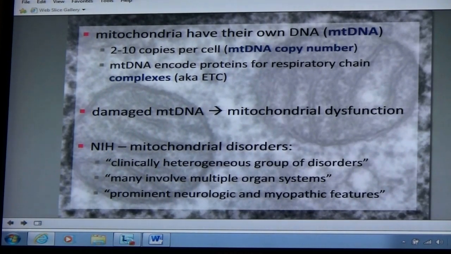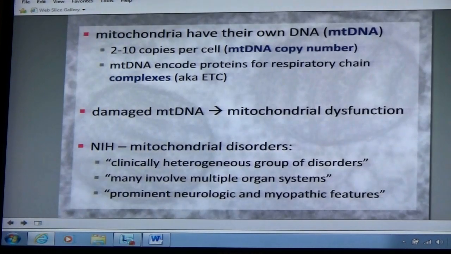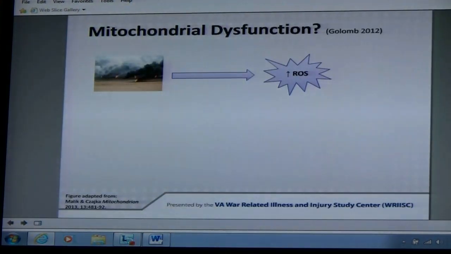So the National Institutes of Health defines mitochondrial disorders as a clinically heterogeneous group of disorders. It suggests that many involve multiple organ systems and that often they present with prominent neurologic and myopathic features. So to me, that always made sense as a scientist. Dr. Goldman presented in a great 2012 paper this hypothesis of mitochondrial dysfunction in Gulf War illness.